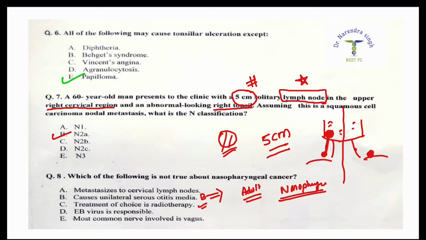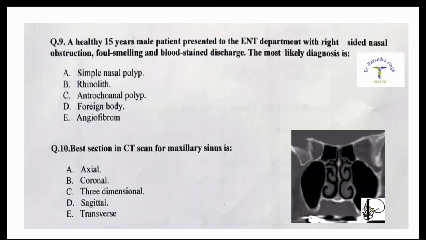So option E, that is the answer by exclusion in this case, says the most common nerve involved is vagus. Many nerves can be involved, vagus can be involved in later cases if the extension of the tumor is very wide. But in this question, all the above four options are 100% correct. So for question number 8, the correct answer is option E, that the most common nerve involved is the vagus nerve. Going to question number 9.